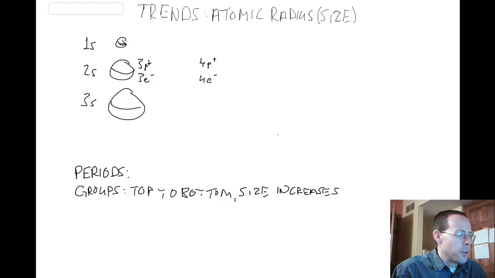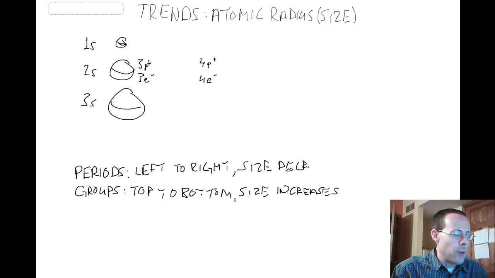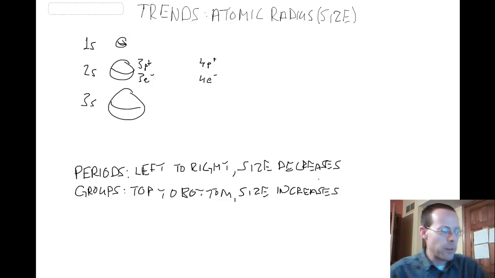So I'll just tell you the trend first. From left to right, size decreases. You might go, well, that makes no sense at all because we're adding stuff. So here's the rationale for it. As we go from left to right, we are putting all of our electrons in the same energy level. So they're having to go in that same spherical electron cloud. They're all getting the same area because it's the same energy.